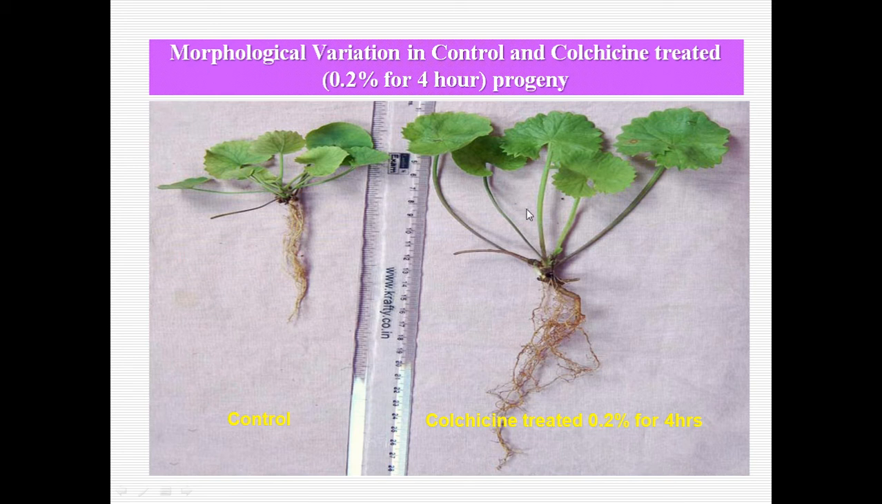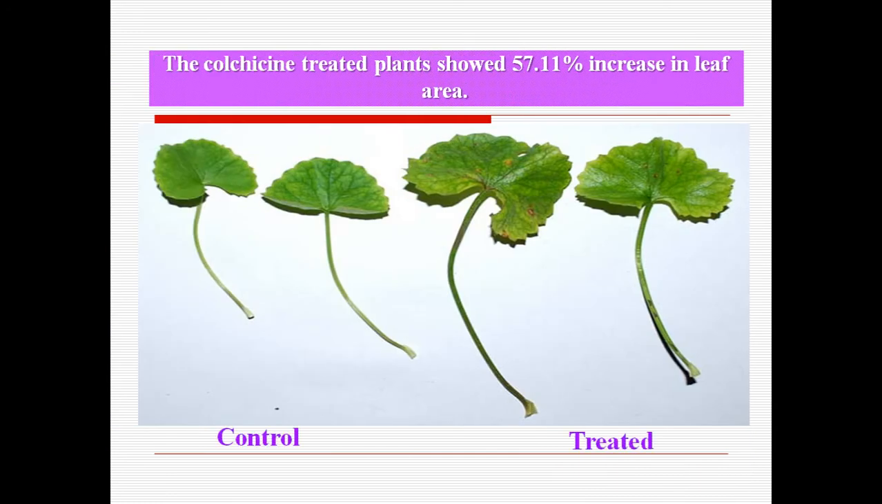So in my overall study, many concentrations of colchicine were used, that means 0.1 to 1%, but 0.2% for 4 hours is the best concentration for induction of polyploidy. You can observe the control and treated leaf size. There is a 57.11% increase in the size of the leaf area.